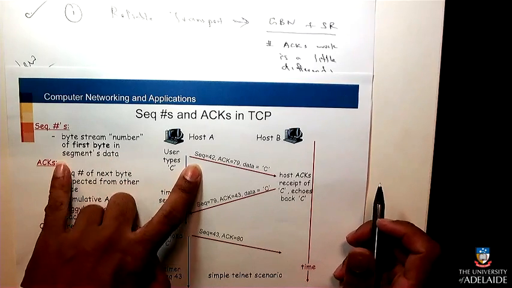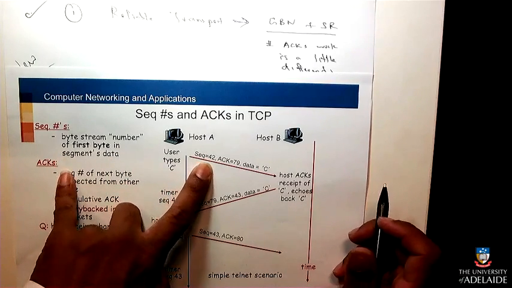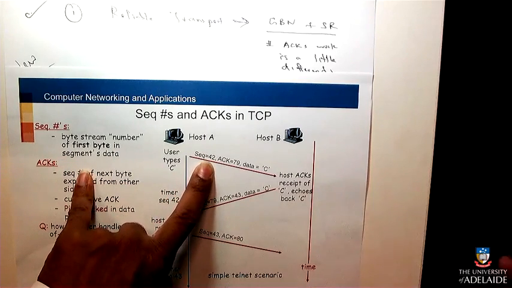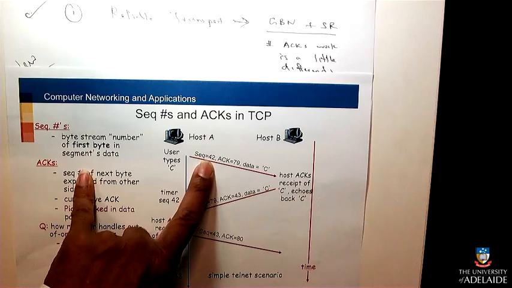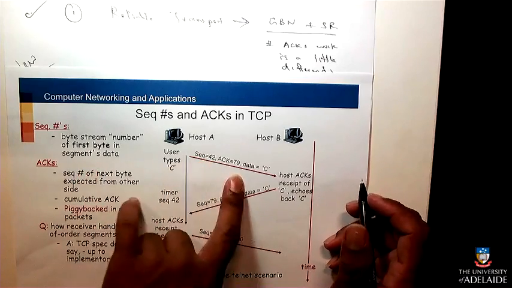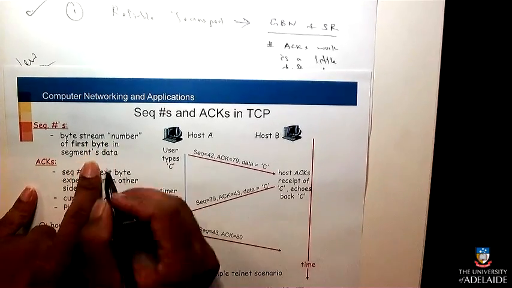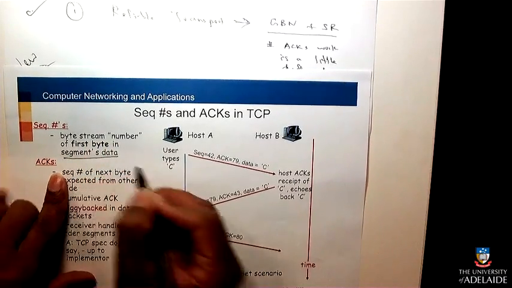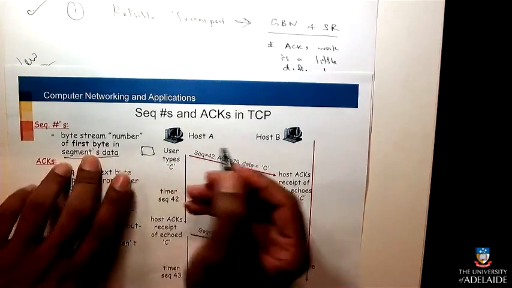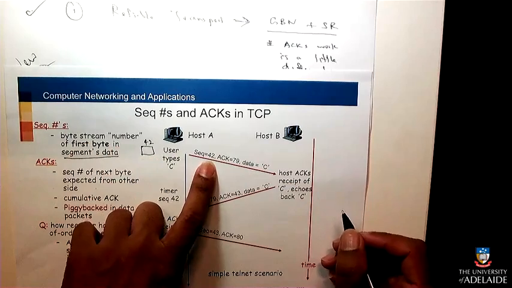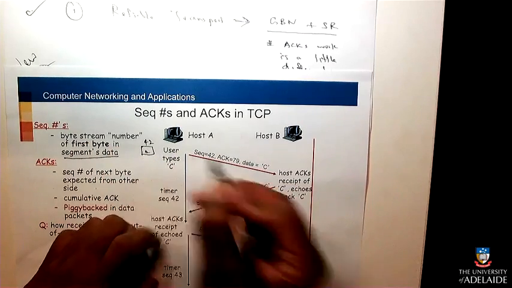So in TCP, sequence numbers are essentially numbers of the bytes that you're sending back and forth between each other, right? So you label the bytes. In the starting point, the byte stream number is the first byte in the segment's data. So that means you have something to send on this side, and that byte is, say, byte 42. So you send the sequence number as 42.